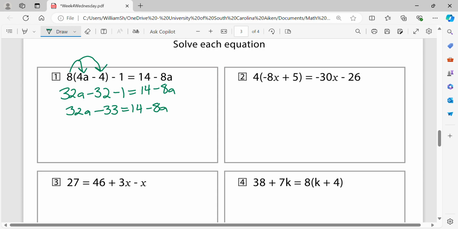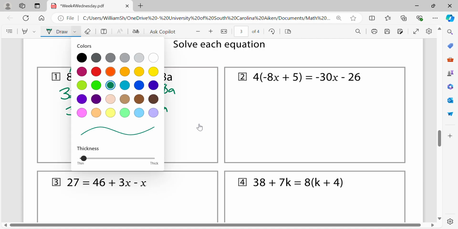You can do this several different ways and get the correct answer. The method that I use is I always try to move the smaller variable to the bigger variable. That's my main method. I try to move the smaller variable to the bigger variable, and then I try to move everything else to the other side.